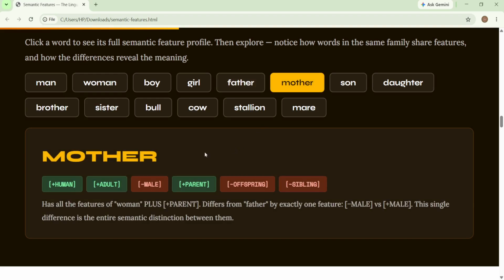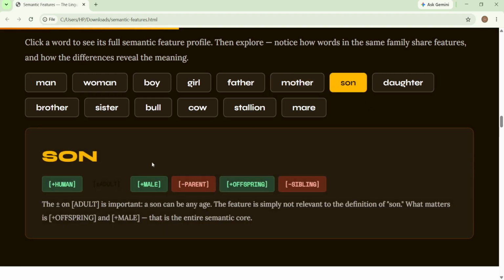Then mother: the male one is negative and the parent one is positive. So three positives and three negatives. Then comes the son. This one is shaded as it is out of the box. It would have been red too, but let me zoom in. For others it's either plus or negative, but here it shows plus and minus at the same time.